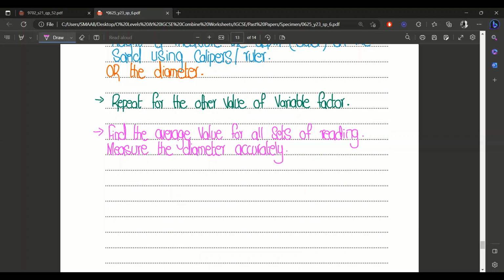And what will be the other? The mass. We also need to measure the mass of all the balls, because once the ball hits the sand, the sand is going to be compressed over there. So we have to measure the diameter at different places, right?